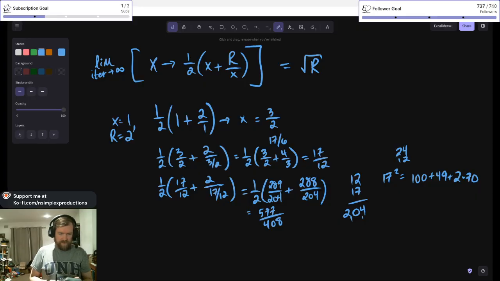577 over 208 is 2.774. That is not a very good approximation for the square root of 2. Oh, 408, jeez. 1.414, much better approximation for the square root of 2. All right, square root of 2 is 1.414.